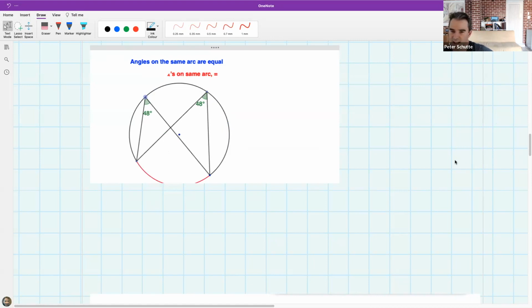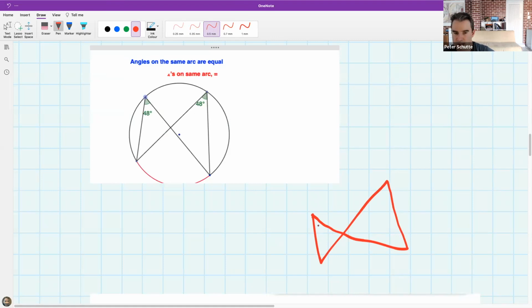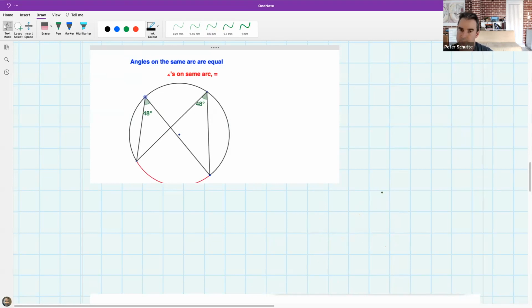Who's feeling lucky, or who feels like they know? If I just draw a butterfly shape or bow tie shape, these angles won't automatically be equal. No, that's not true. That is only true in a particular situation. It's the arc, yes, it's the arc.